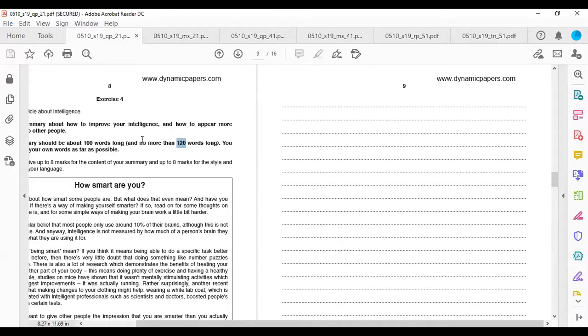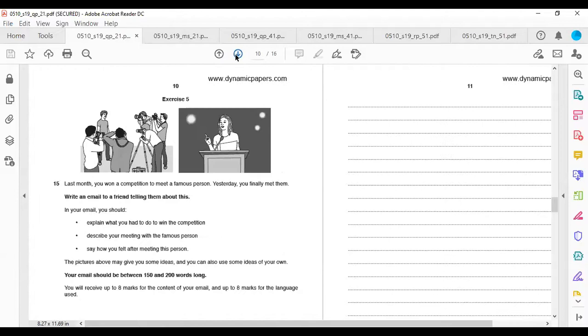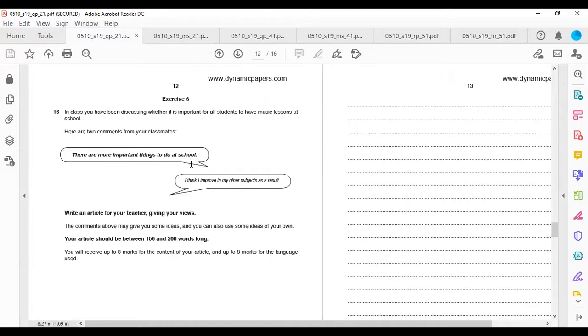And in task six, exercise six here, this would be maybe a review, a report, or an article. We're expressing your opinion about this one. And this task usually requires you to use a formal style and register. So in class, you have been discussing whether it is important for all students to have music lessons at school. Here are some comments.